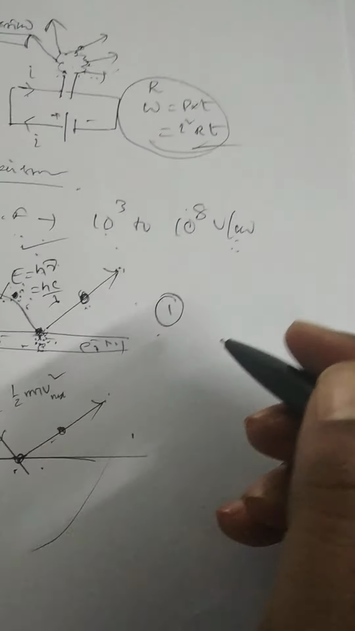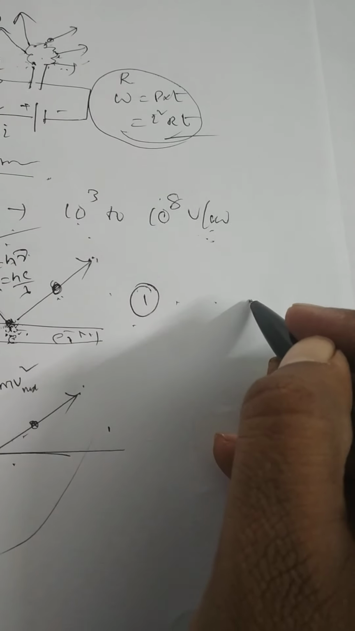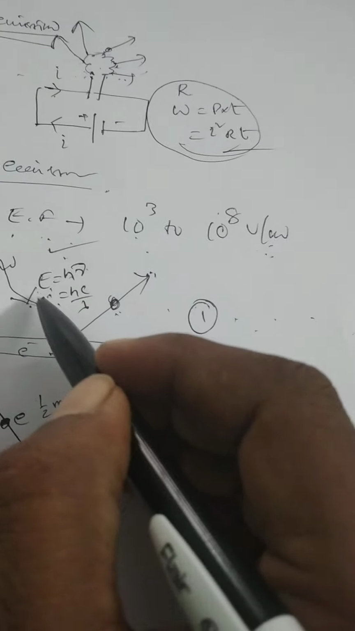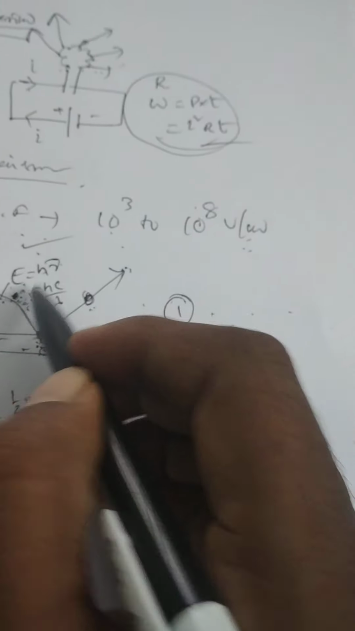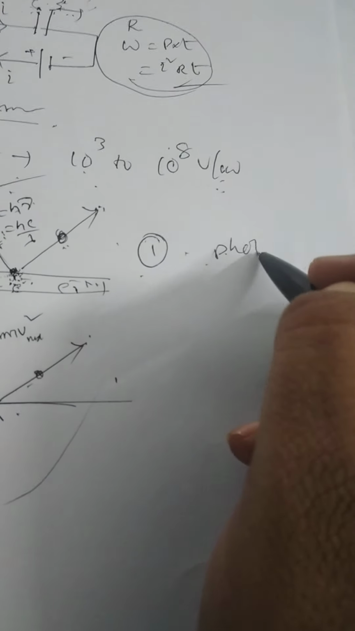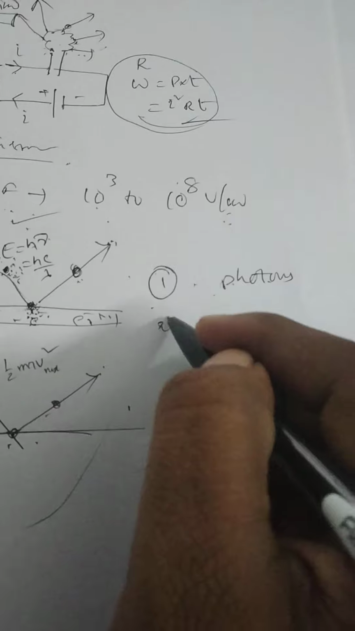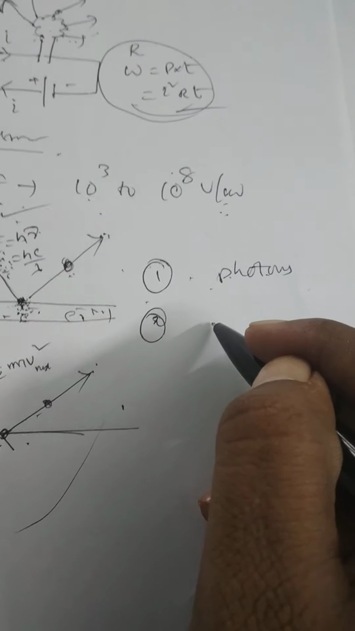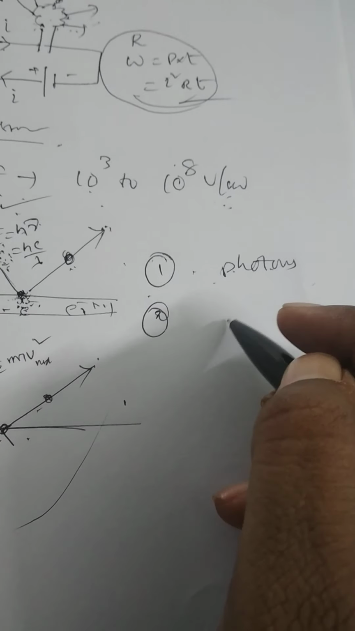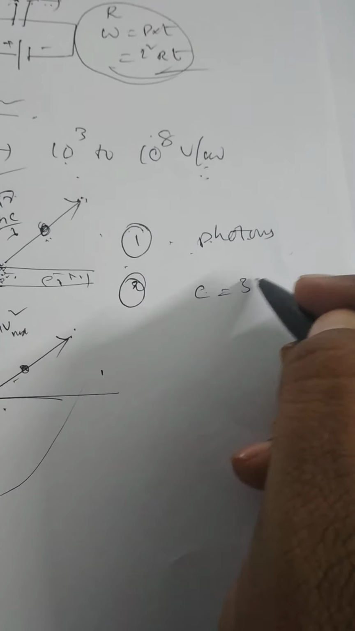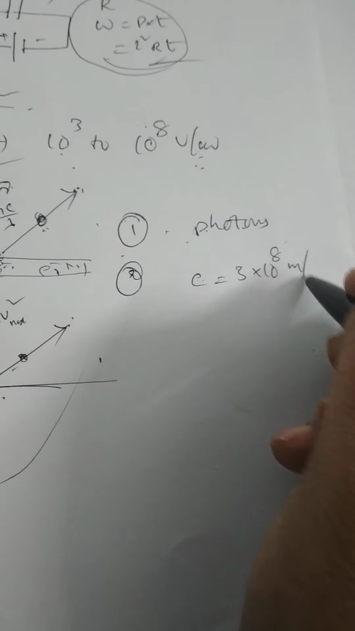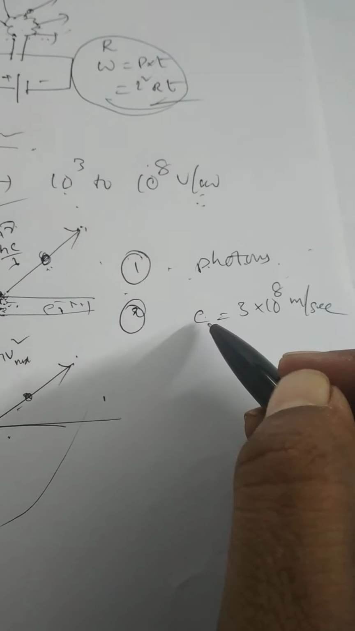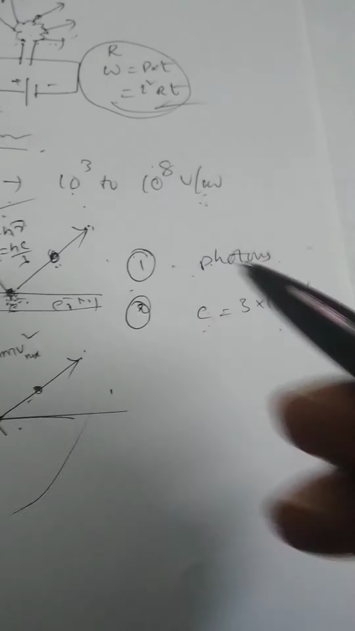First one, in the interaction of radiation with matter, radiation behaves as if it is made up of a number of particles, which are called photons. Second one, all the photons emitted by the source travel through free space with the speed of light, 3 into 10 to the power 8 meter per second. Photons travel with a speed equal to the speed of light in air medium.